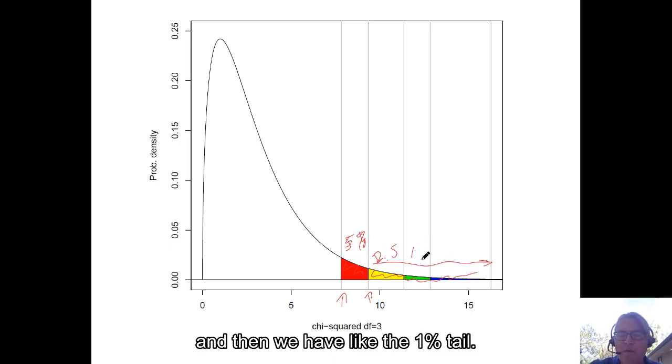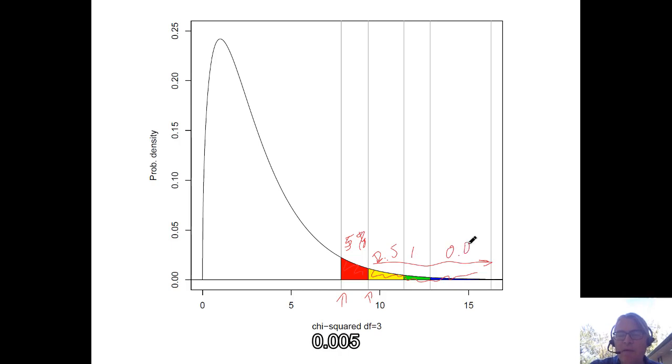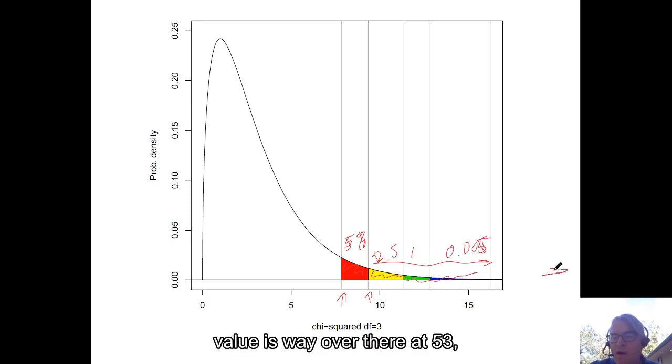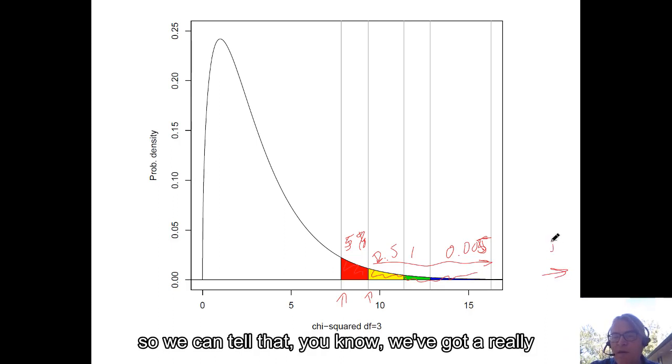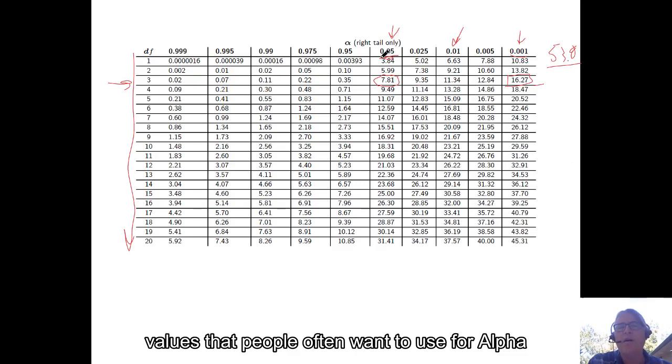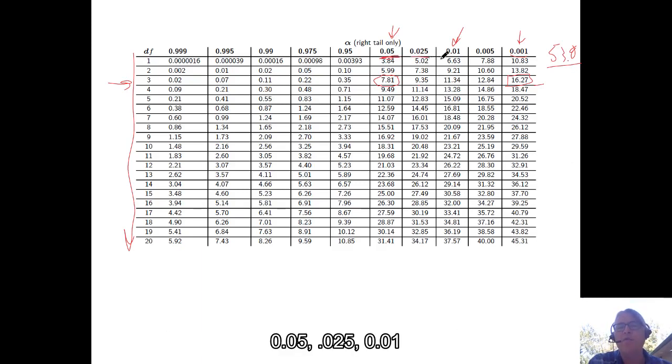And then we have the 1% tail, and the 0.005, or the 0.5% tail, is this blue down here. So our test statistic value is way over there at 53. So we can tell that we've got a really small p-value, right? The table is just giving you these values that people often want to use for alpha: 0.05, 0.025, 0.01, 0.005, etc.